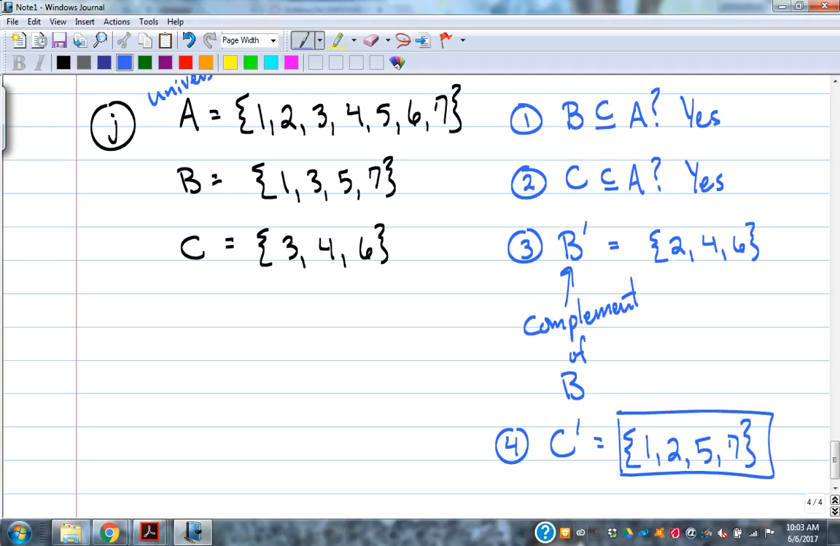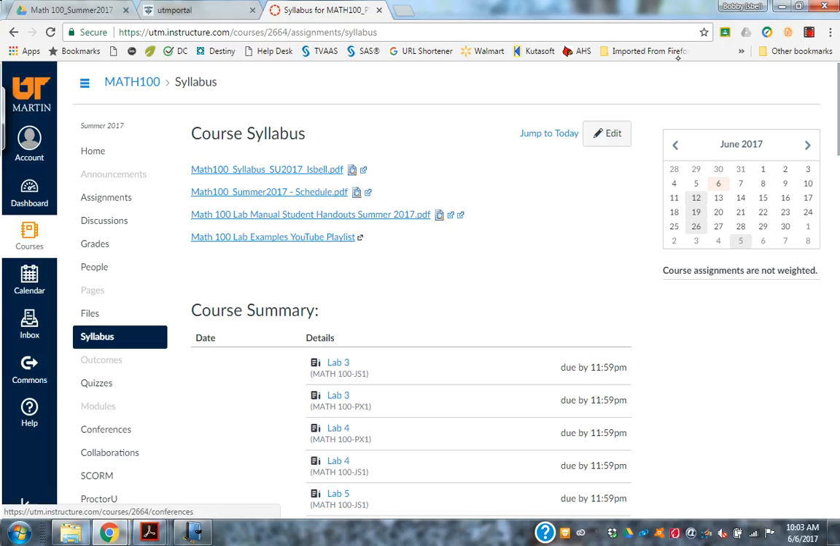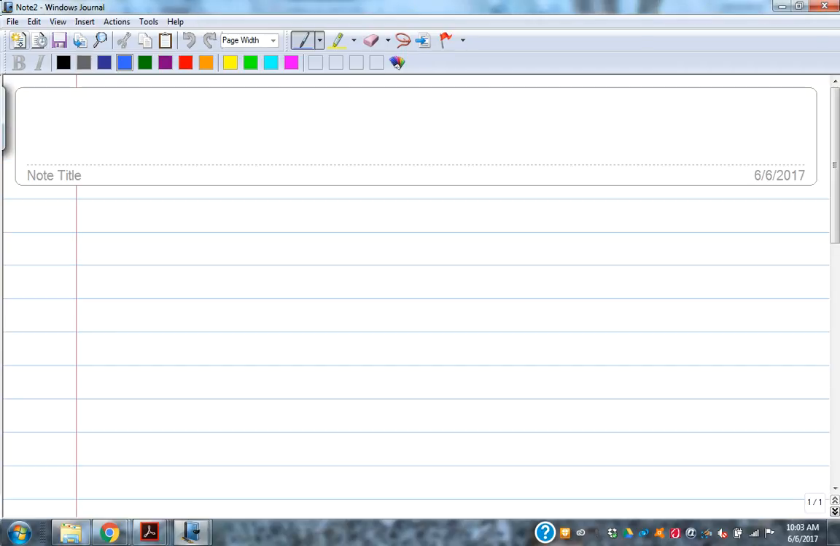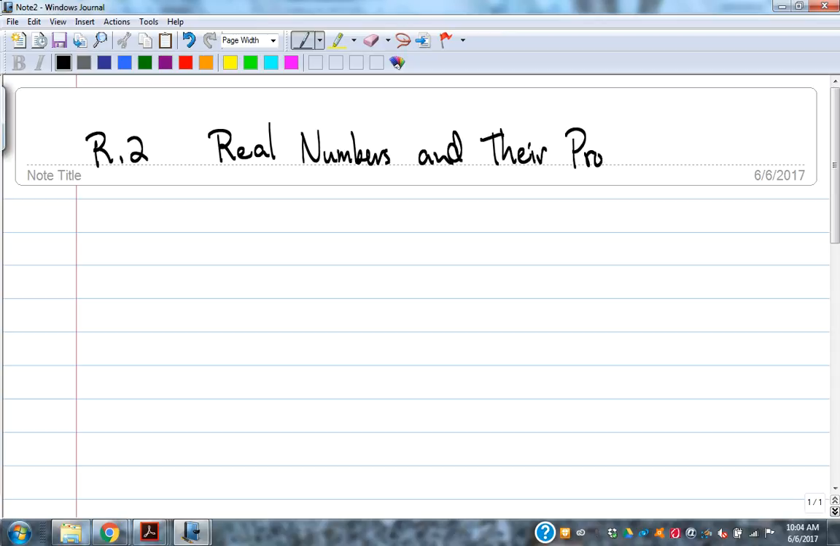All right. So let me get another page here. We're gonna go ahead and move on to R2, and we'll get into actually a little bit more math in this section than we did in that first section for sure. R2. We're going to deal with real numbers. Real, as in R-E-A-L. Real numbers and their properties.